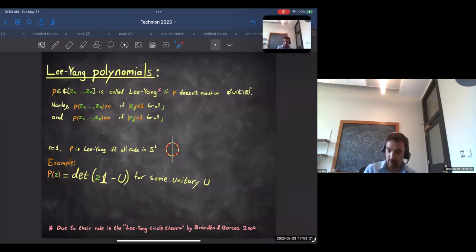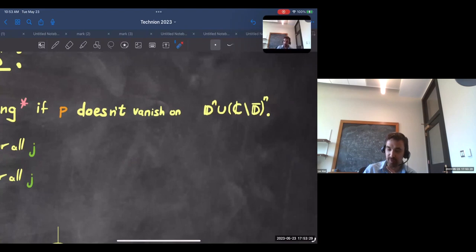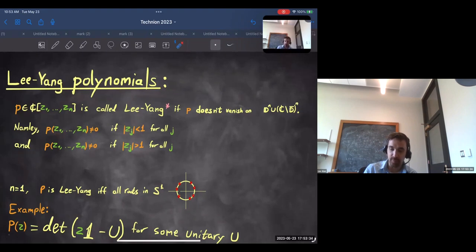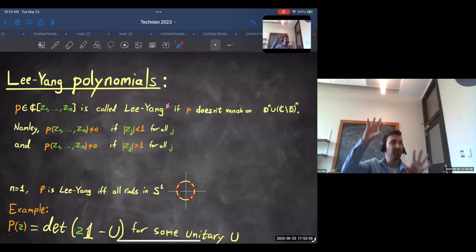So a polynomial in n variables, we would call it a Lee-Yang polynomial if it doesn't vanish on the polydisk and its inverse. This means that P at the point z1 up to zn is non-zero whenever all of the coordinates are of absolute value smaller than one. And it also doesn't vanish if all of the coordinates are of absolute value bigger than one. Now, if some of the coordinates are of absolute value bigger and some of absolute value smaller, it can vanish. But we have certain regions where we know it cannot vanish.